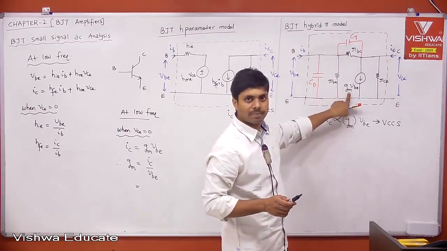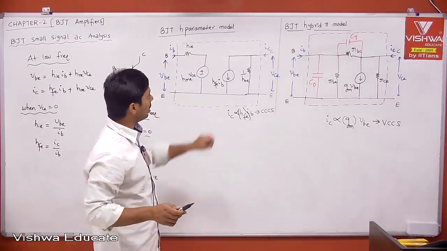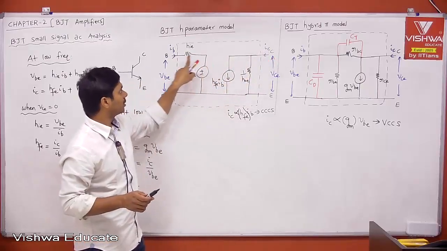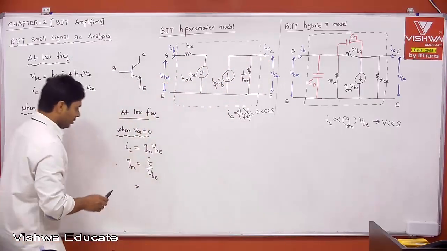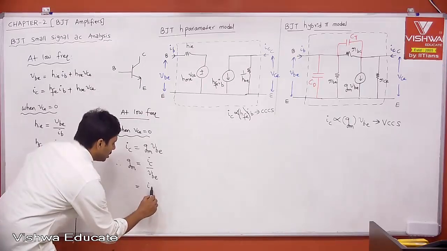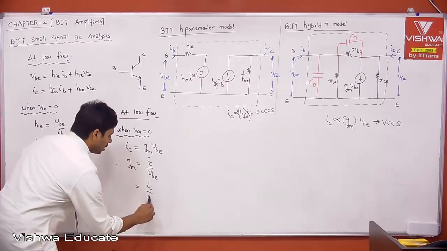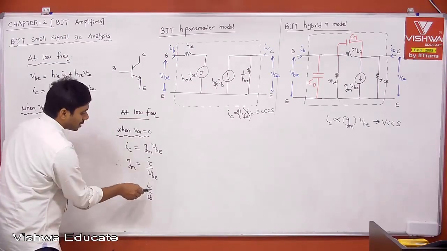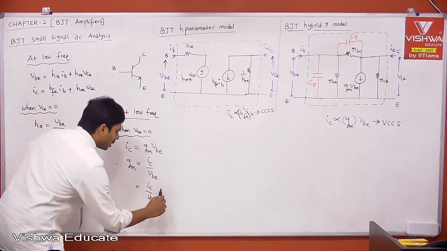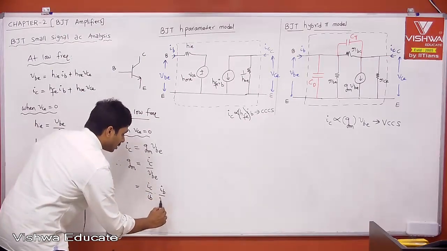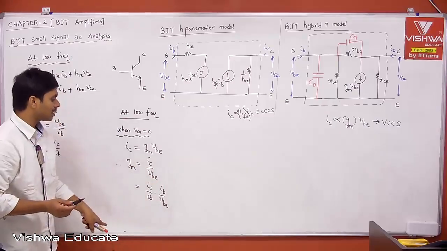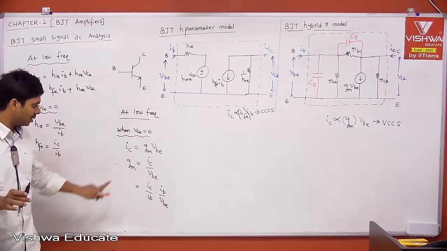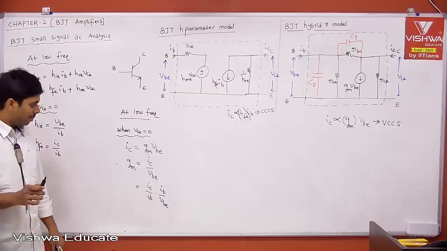That's why we used GM. But in the case of the H parameter model, your output current is controlled by the input current, and the input current is controlled by the input voltage. Can I write this as IC divided by IB? Because we know that IC is controlled by IB, and IB is controlled by VBE. Can I write like this qualitatively? But quantitatively also both are the same, because IB will be cancelled, then you will get IC by VBE. Therefore, this is nothing but GM, right?